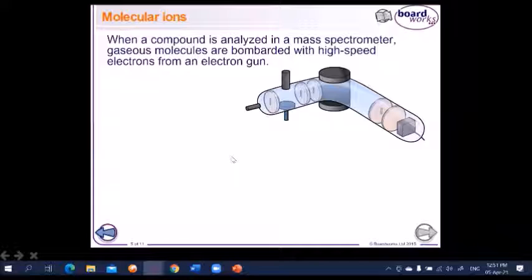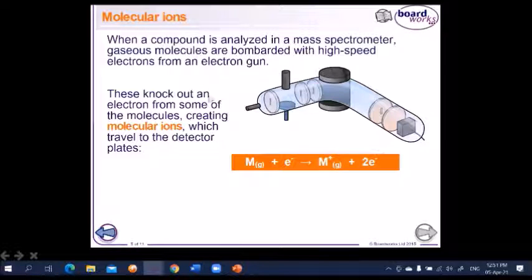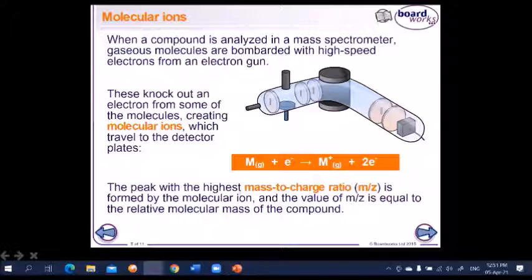In the mass spectrometer, when a compound is analyzed, gaseous molecules are bombarded with high-speed electrons from an electron gun. These knock out some electrons from some of the molecules, creating the molecular ions that you already know, which travel to the detector plates. Again, this is the basic equation that we looked at already. The peak with the highest mass to charge, or m/z, ratio is formed by the molecular ion, and the value of m/z is equal to the relative molecular mass of the compound.